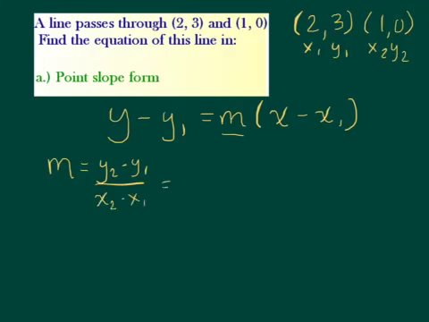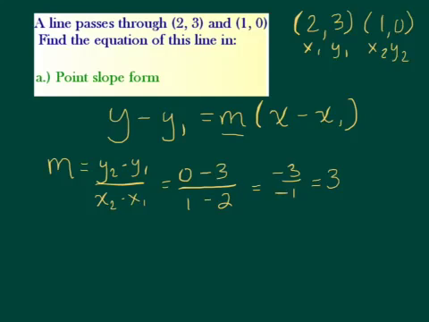So the slope of a line, the equation for that is y2 minus y1 over x2 minus x1. So let's go ahead and plug that in. y2 is 0 minus 3. x2 is 1 minus x1 is 2. So that gives us negative 3 over negative 1, which is a slope of 3. Great, so we have our slope.